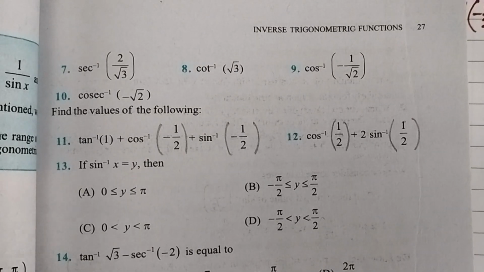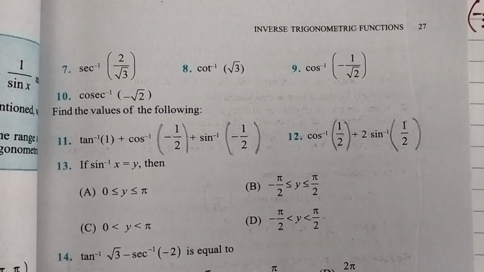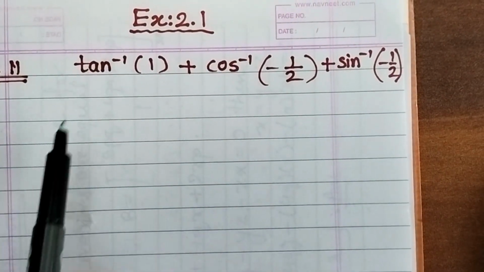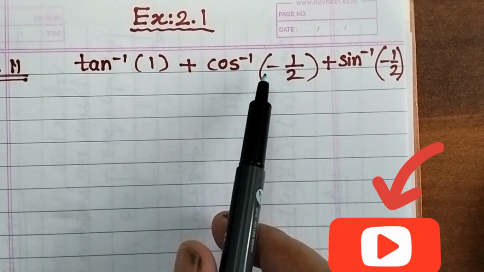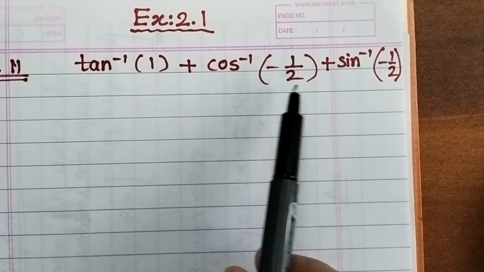In this video we are going to continue exercise 2.1. We will start from question number 11. So let's see the first one. In this question you have tan inverse of 1 plus cos inverse of minus half plus sine inverse of minus 1 upon 2. We are going to find the values of this.